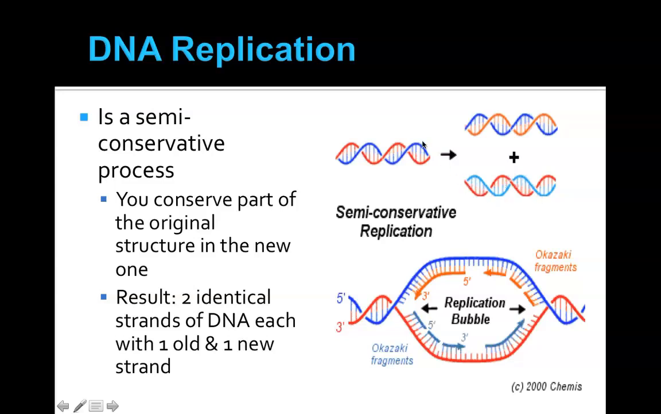So what I end up with is I take one molecule of DNA, I make two identical copies of it, but each of those new copies of DNA has half of its molecule from the old, and half of the molecule is newly synthesized.